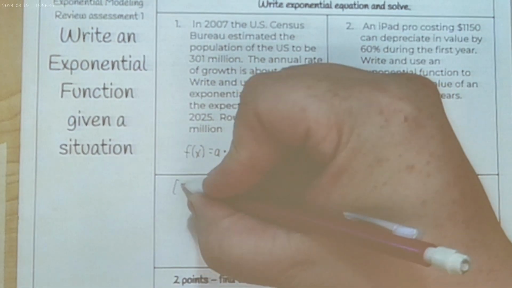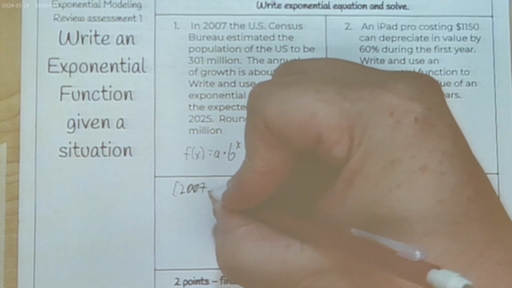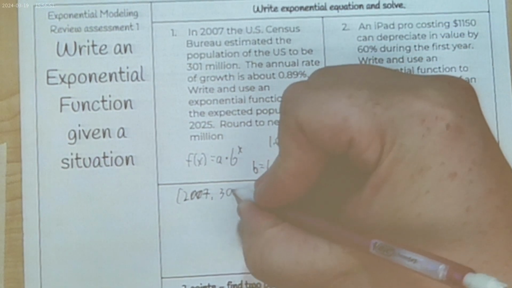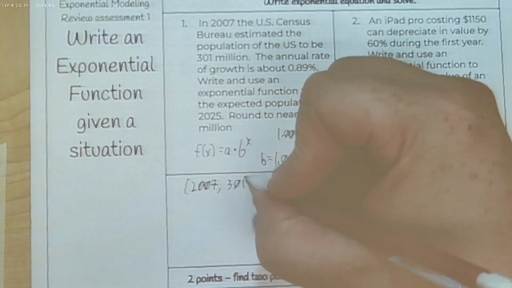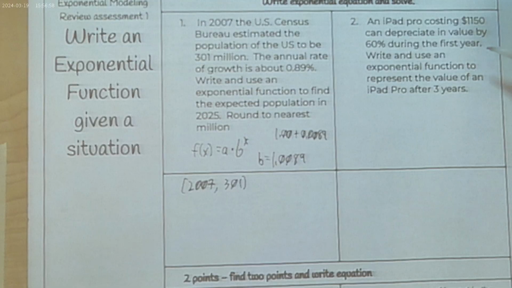So we have 2007, and I'm just going to write 301 because the question asked round to the nearest million. So I've got 2007, 301.